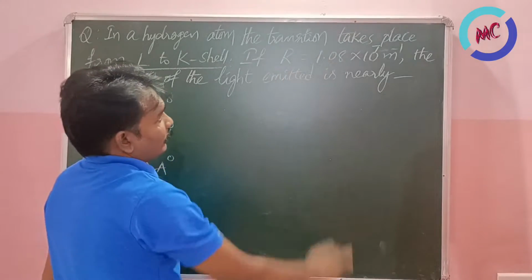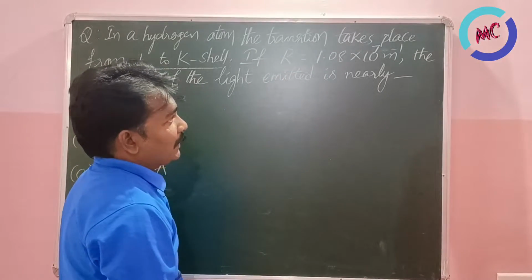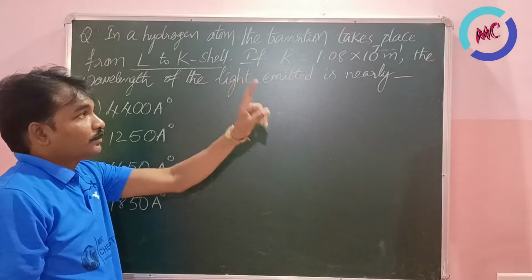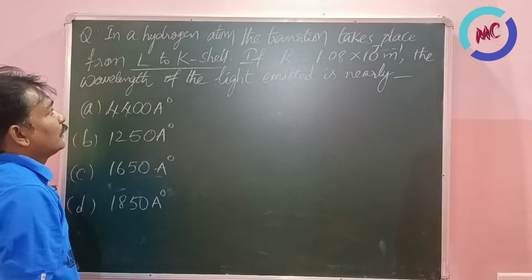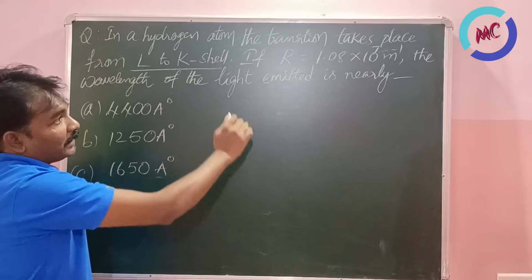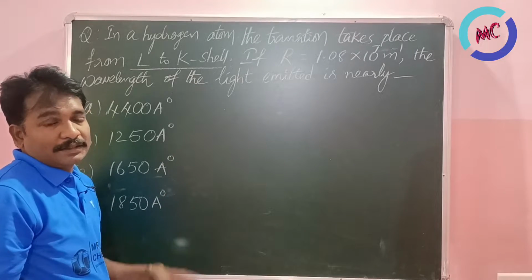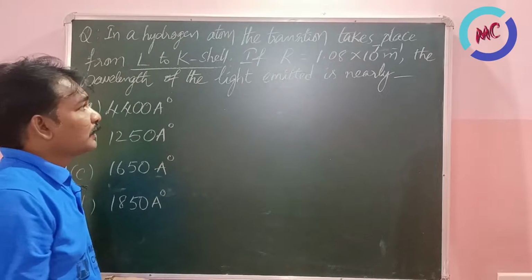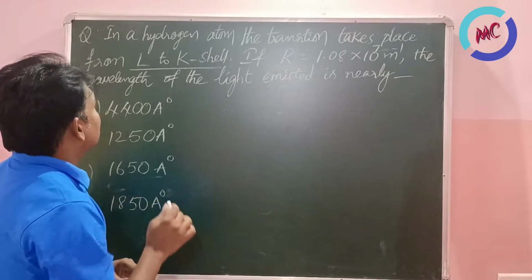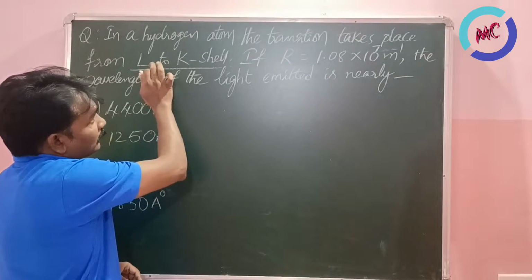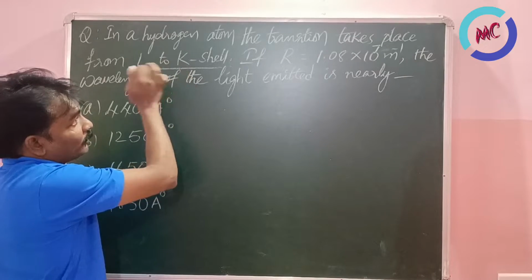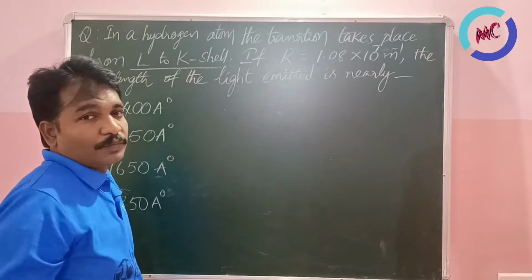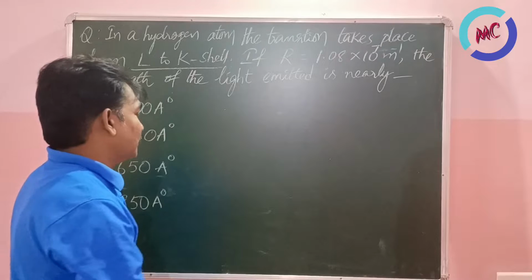They gave the value of the Rydberg constant as 1.08 into 10 to the power of 7 per meter. They are asking for the wavelength of the light emitted, approximately, which one is correct. See here, first you have to understand, if the transition takes place from L to K shell, then what are the values of n1 and n2?